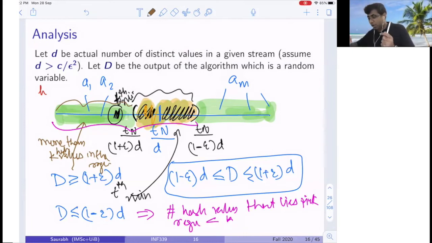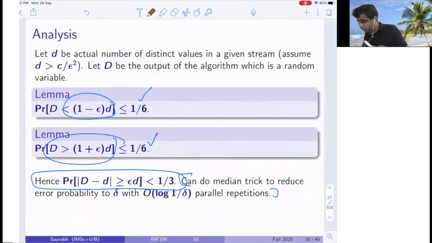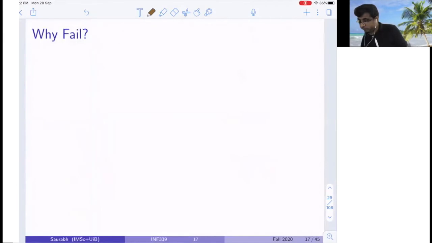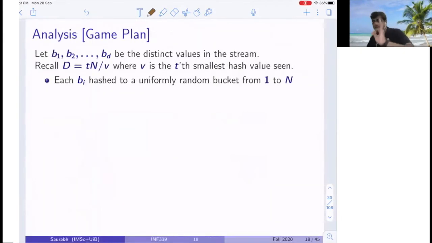And which part of the green region the kth minimum is in will tell us a different kind of estimate on D. Okay. So this is what we will try to do. This is why I explained to you why. So this is our game plan.